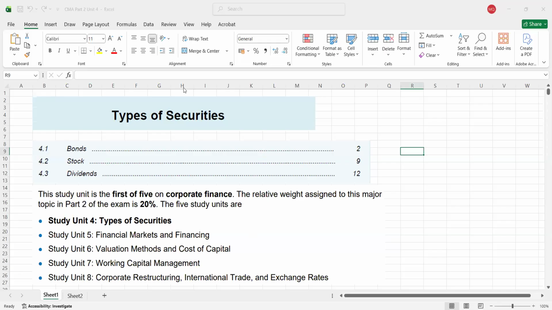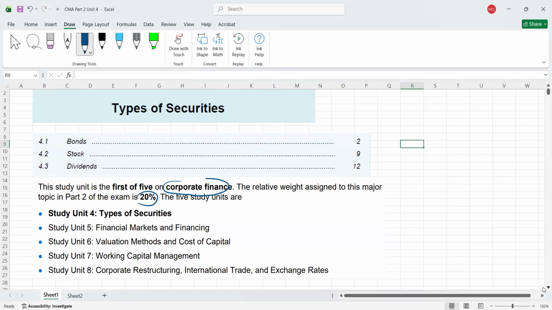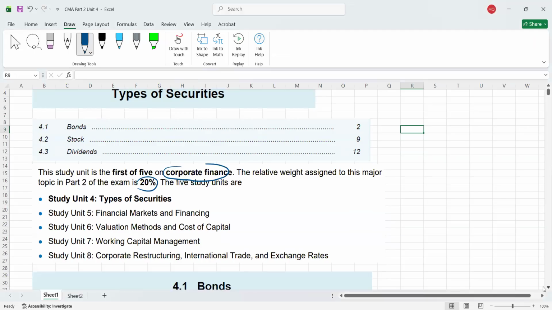So guys, we are discussing today again the corporate finance section, and this section is 20% of your exam. Okay. And in this section, we have these units. We have unit number 4, which we are discussing now, and then units 5, 6, 7, and 8. So here we go, types of securities, which is the title of unit number 4.